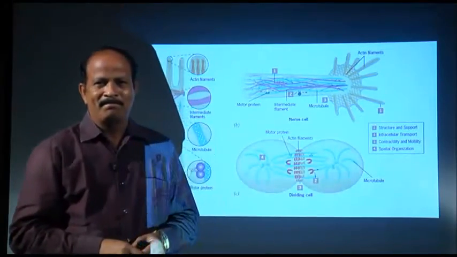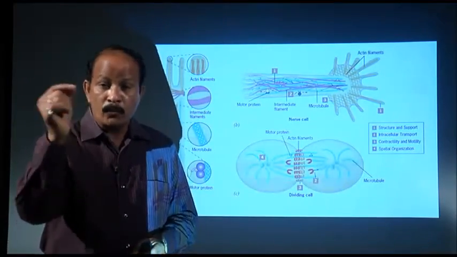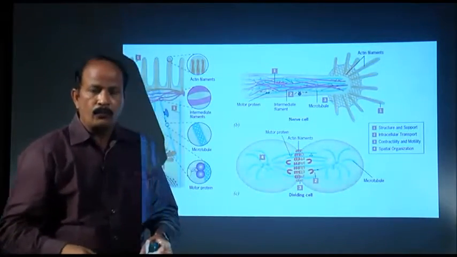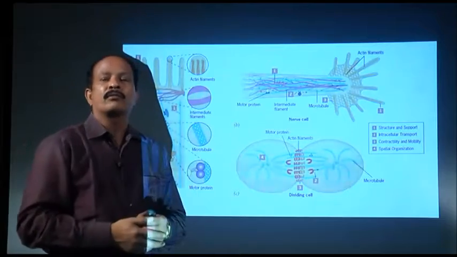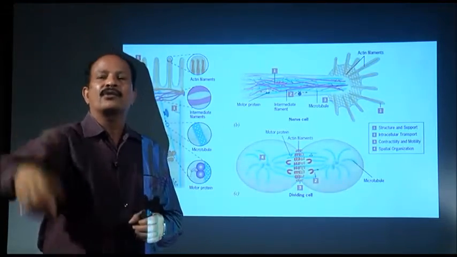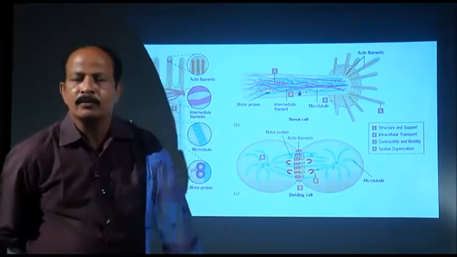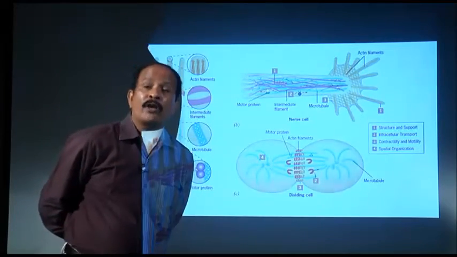How are they different? The cellular morphology of the cell types is different because of an internal skeleton. Within the cell there is a skeleton, not made of bones and cartilages. They are made of protein fibers.